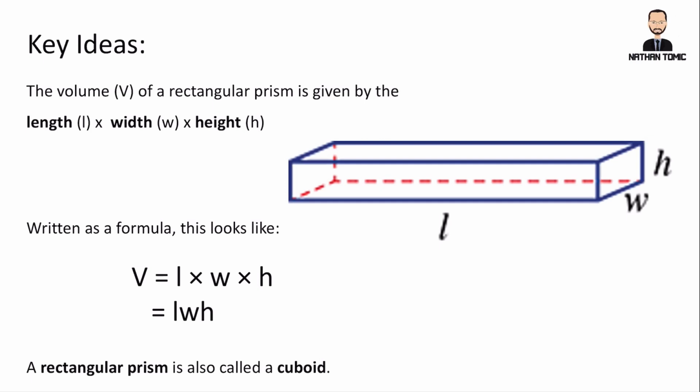Now, a rectangular prism can also be called a cuboid. So you might see that term being used in different places, but when we talk about a cuboid, we are talking about a three-dimensional rectangular prism.